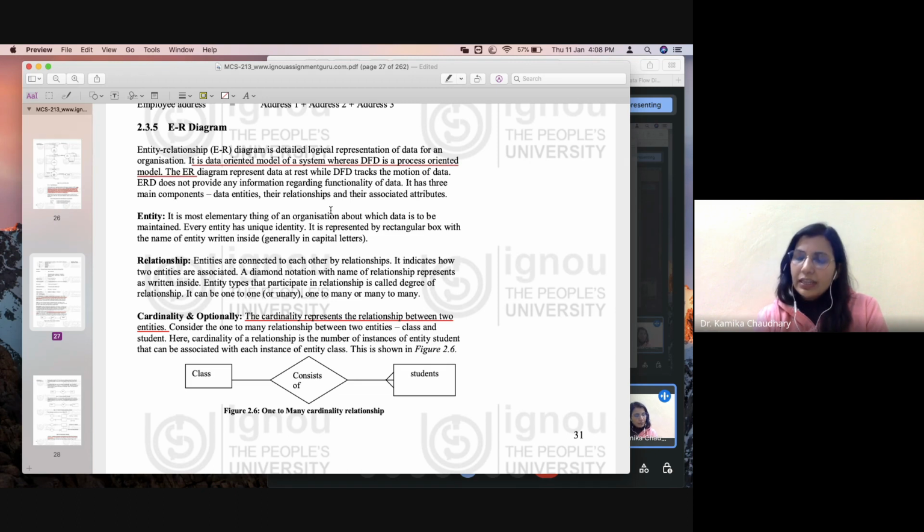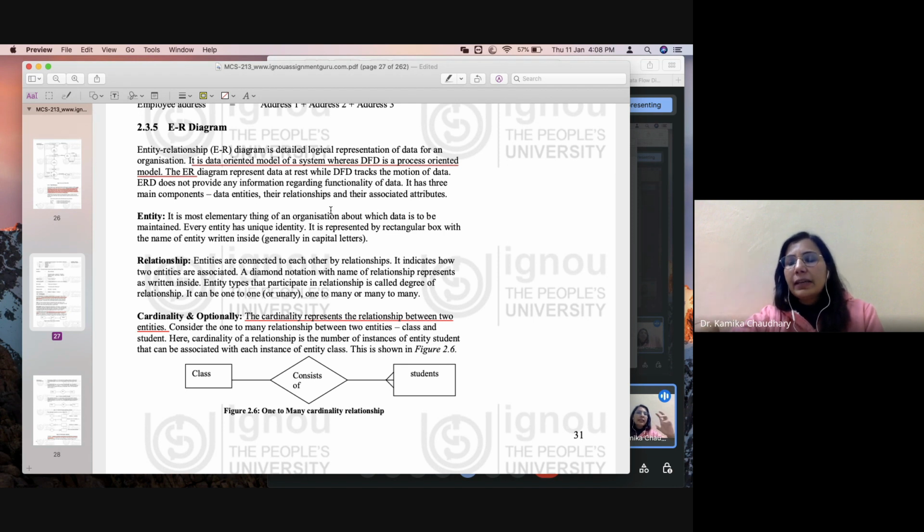You can remember the example of the class. You can remember the example of the student. Every student is different. Every student is unique. That is why it is an entity. Every class is different. That is why it is an entity. Every department is different. That is why it is an entity. Every school and college is different. That is why it is an entity.